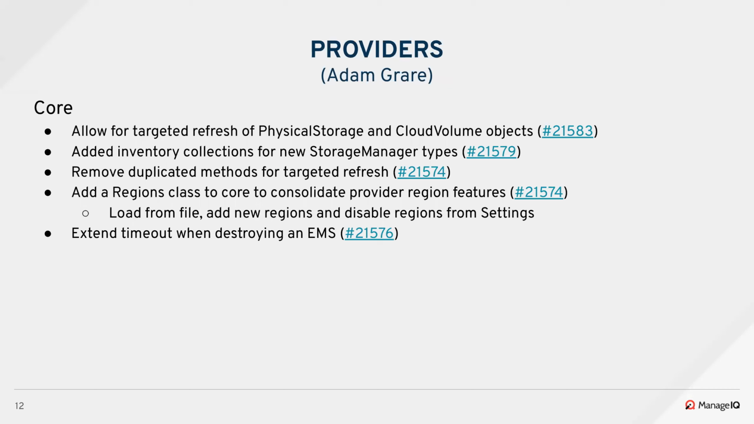Thanks, Kavya. So this sprint, the AutoSD team added targeted refresh of physical storage and cloud volume objects. This is a little bit of a holdover from the old way that we did targeted refresh. It can probably be cleaned up in the future, but this just lets you pass an active record object for these 2 types of models to targeted refresh, and it'll make its way to the back end. We also added inventory collections for the new storage manager types. There were a bunch, basically all the new host aggregate groups. All of those collections were added to the AutoSD plugin.